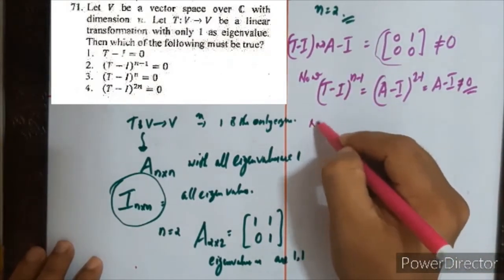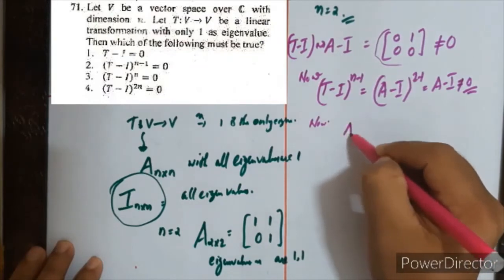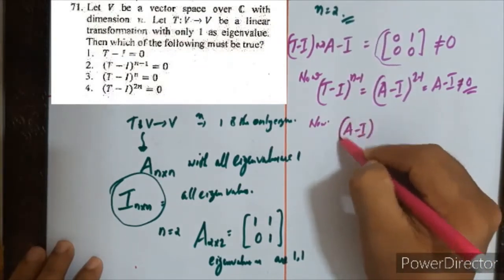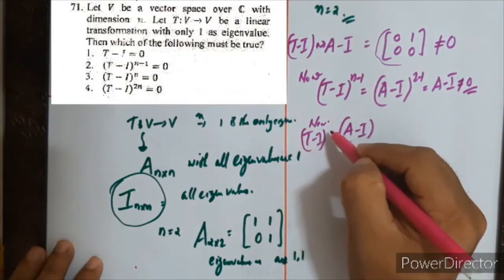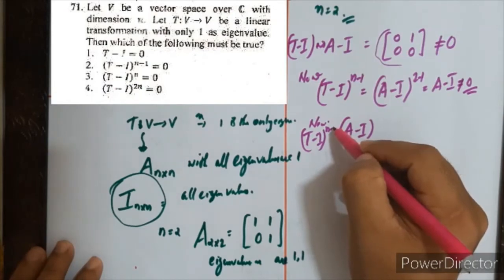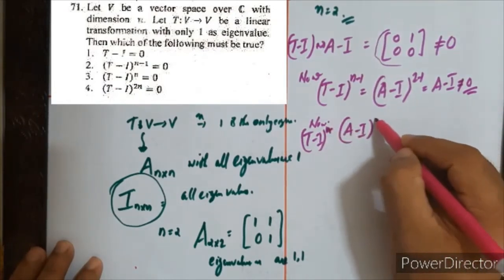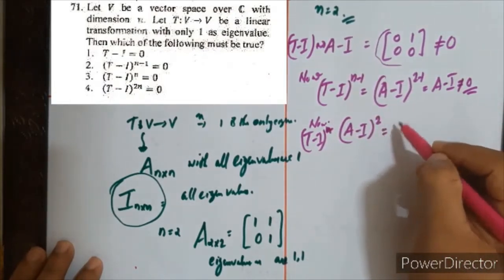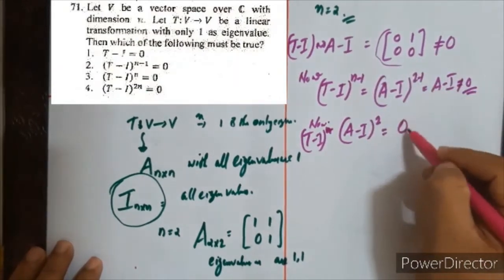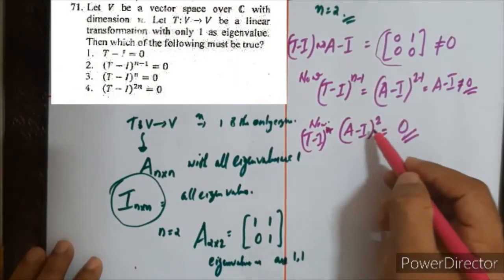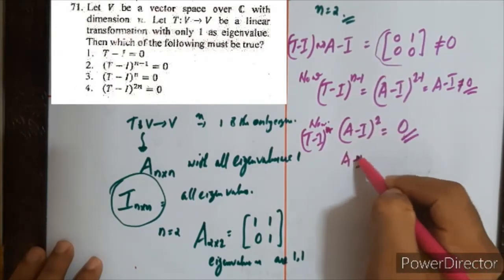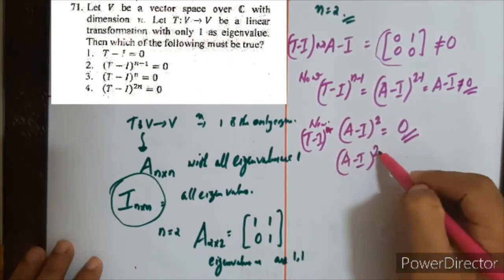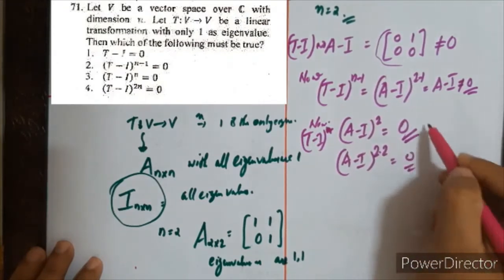Now the next option is A minus I, or T minus I, all raised to n, which is equal to A minus I squared. If you multiply this, you will get 0. If A minus I all raised to n is equal to 0, then A minus I all raised to 2n is equal to 0.